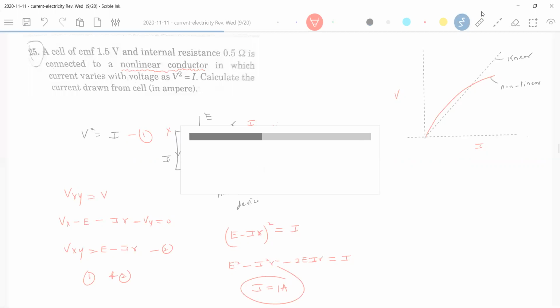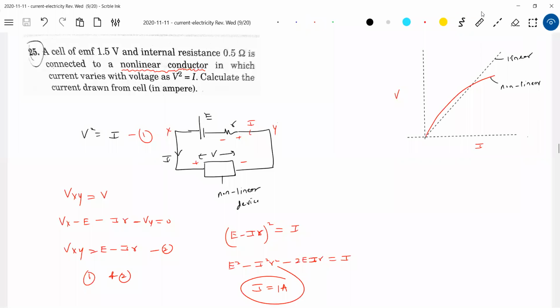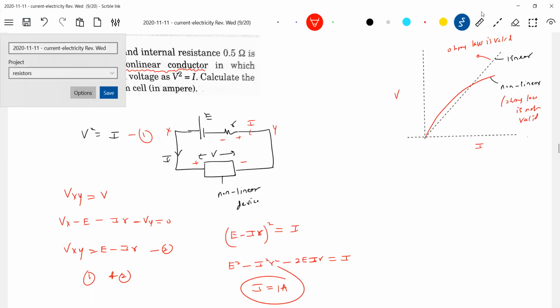Now see, what is our question? Well, can we apply Ohm's law? No. Ohm's law is valid when V is proportional to I. Please see that. For nonlinear devices, Ohm's law is not valid. Just be careful.